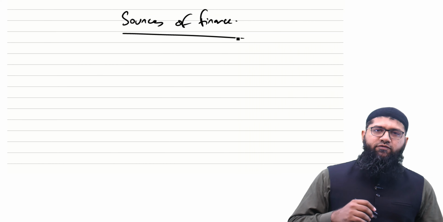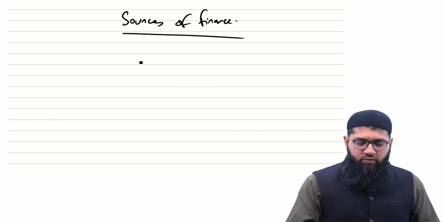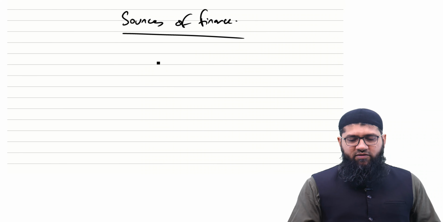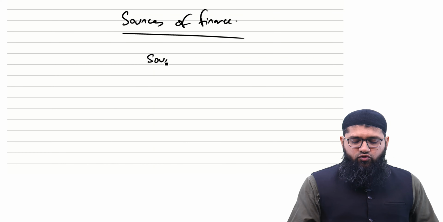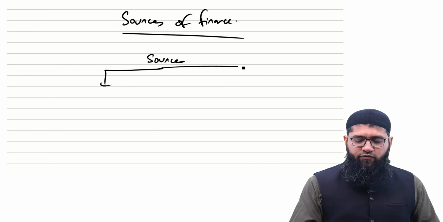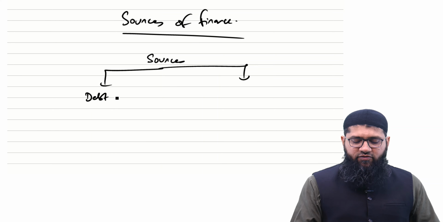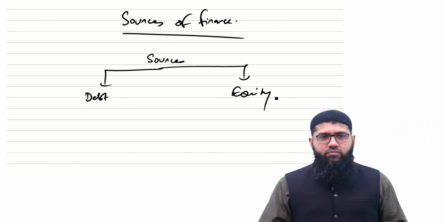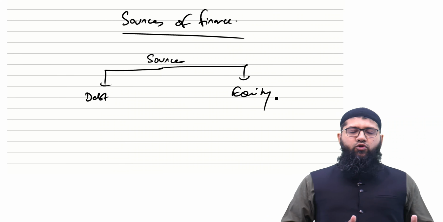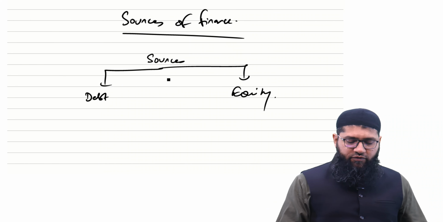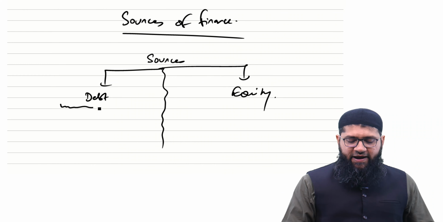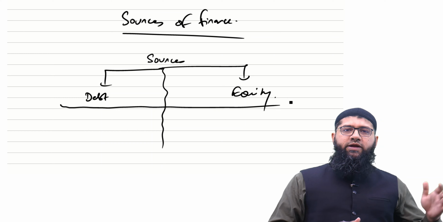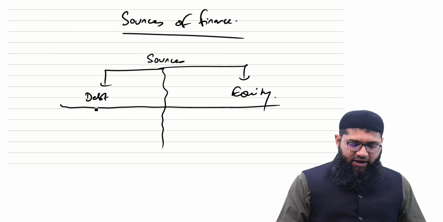So let me just give you a bit of guidance. Basically, you know that when we talk about obtaining funds for a business, there are two major sources. And what are those two major sources? You could either go for debt as a source of finance, or you could go for equity as a source of finance. There are multiple factors that we might have to consider before we opt for either debt or equity.